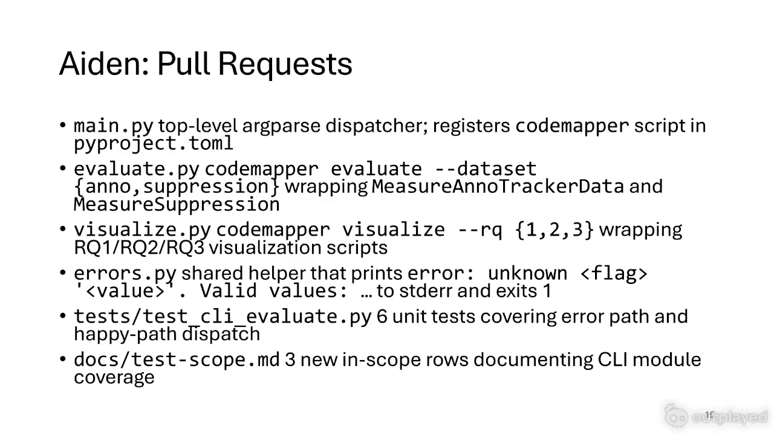Visualize.py, code mapper visualize. Errors.py is a shared helper that prints errors with different flags. Test slash test CLI evaluate has 6 unit tests covering the error path and happy path dispatch, and then documentation with the test scope file. 3 new in-scope rows documented the CLI module coverage.